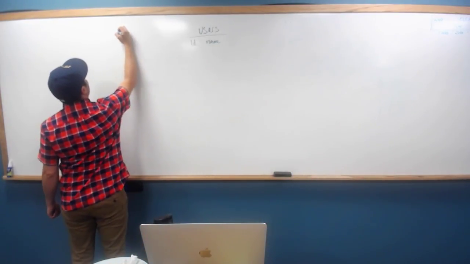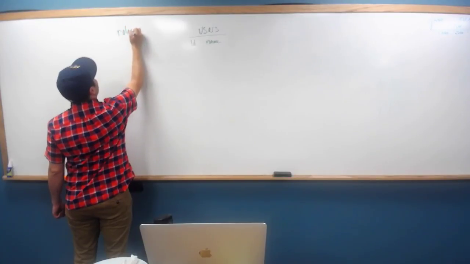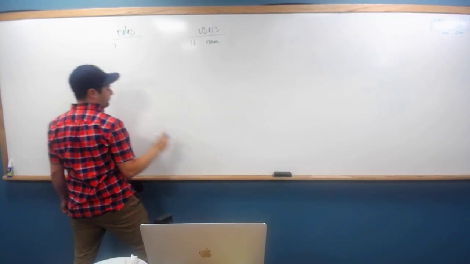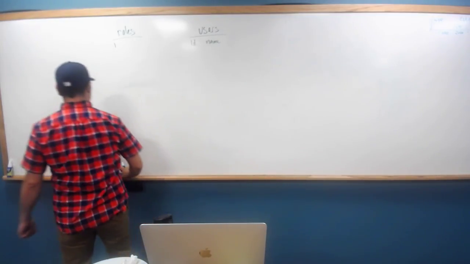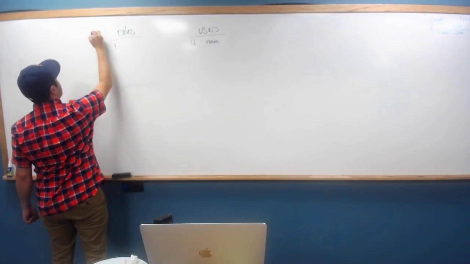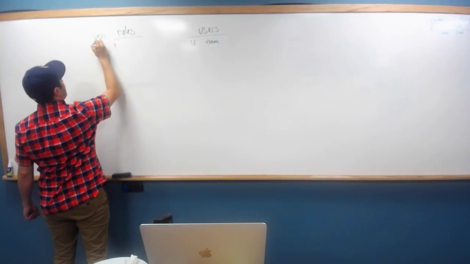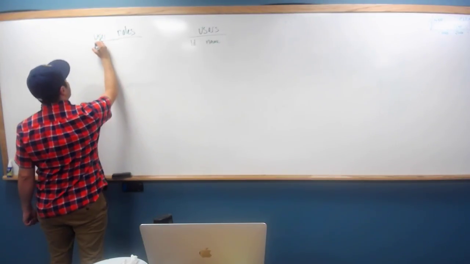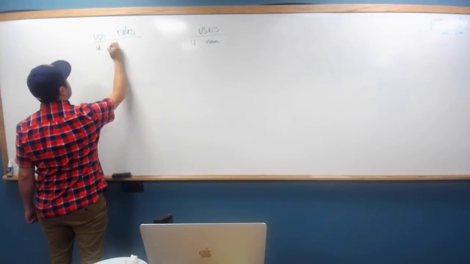All right, so then we've got roles, and so what we might do. Actually, before I do roles, I'm going to do user roles, because we technically don't need a roles table, and I want to talk about that first before we start sketching that out. So we might have an ID, and then we might have a user ID.